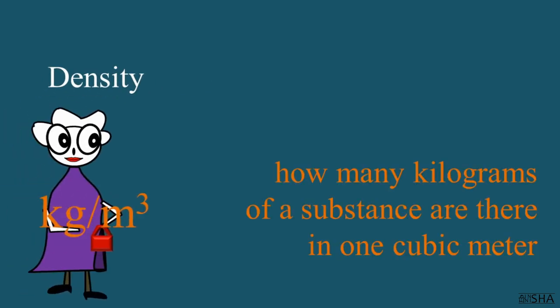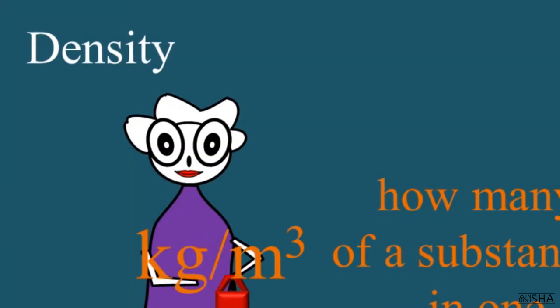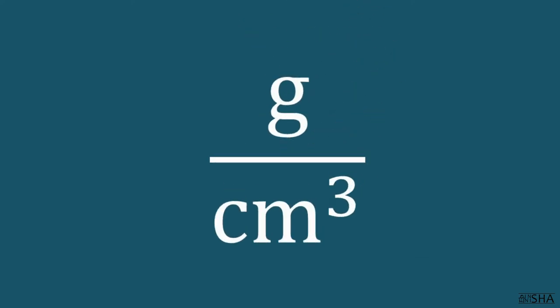Density shows how many kilograms of a substance are there in 1 cubic meter. In the SI system, density is measured in kilograms per cubic meter. All substances that surround us have their densities, which have already been calculated and are given in special tables.